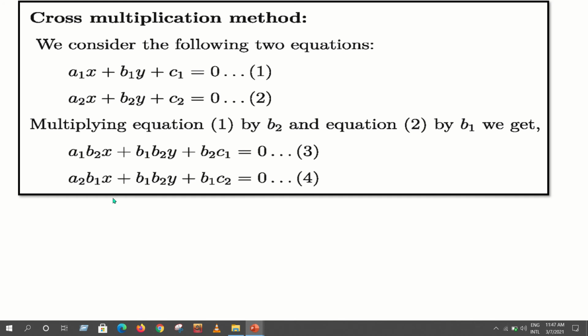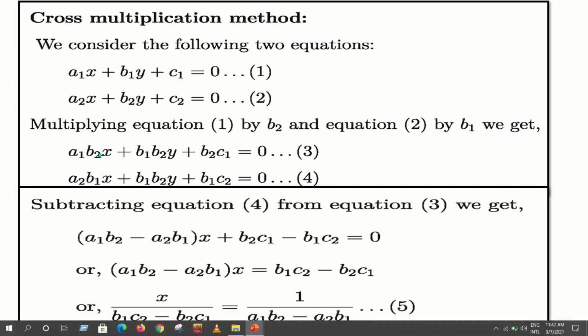As a result, we'll get a1 b2 minus a2 b1, and x is common. Here will be b2 c1 minus b1 c2, equal to 0. Okay, this part we keep on the left side and convert this to the right side. So this part becomes b1 c2 minus b2 c1.